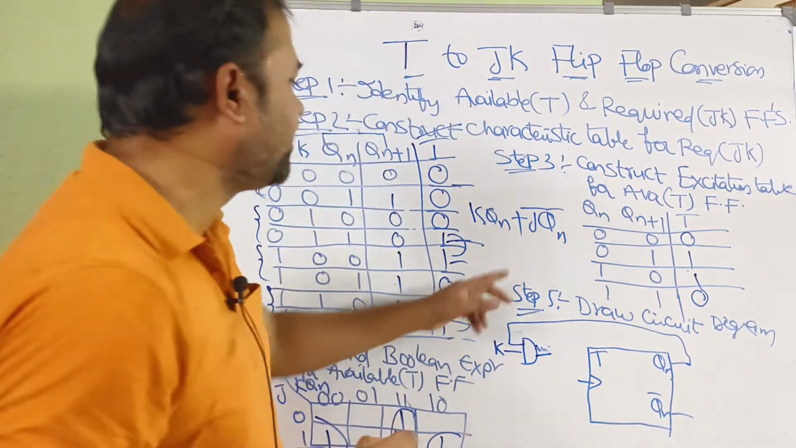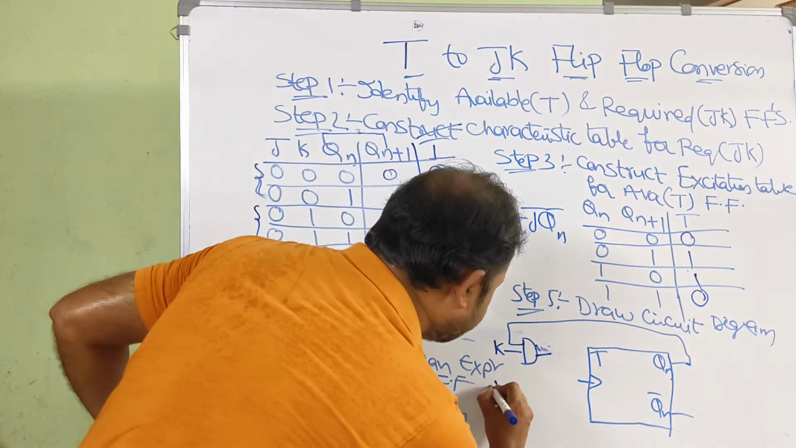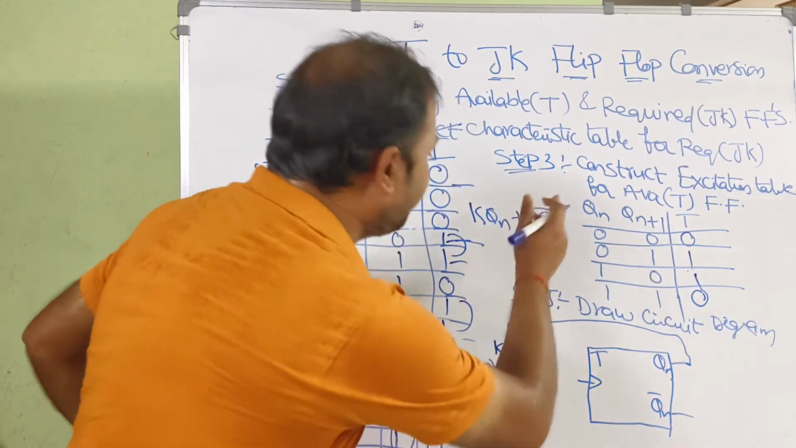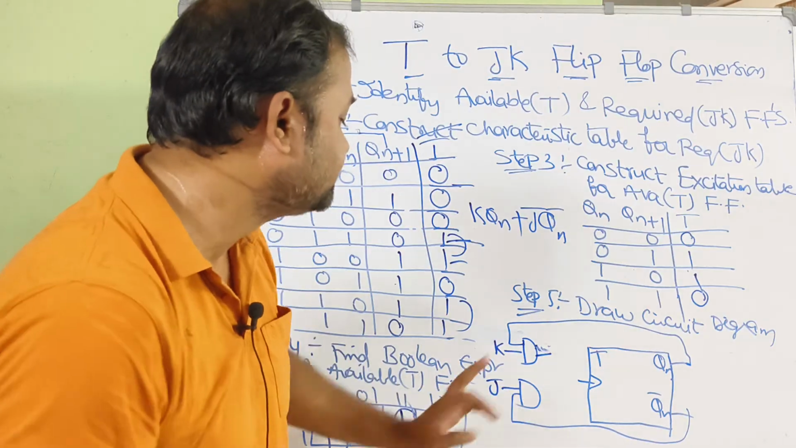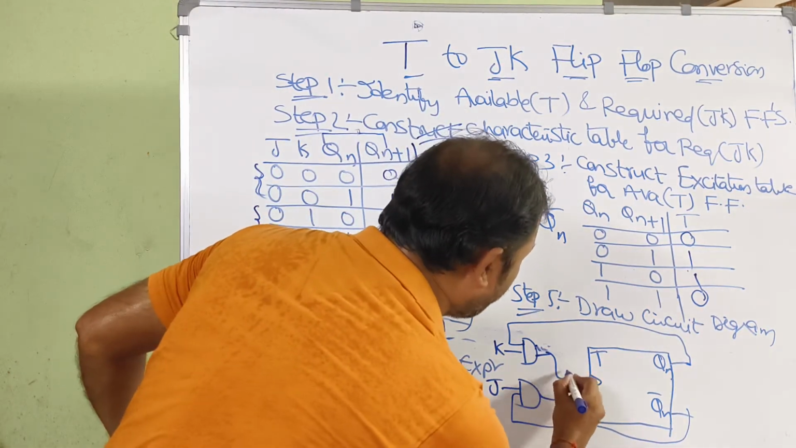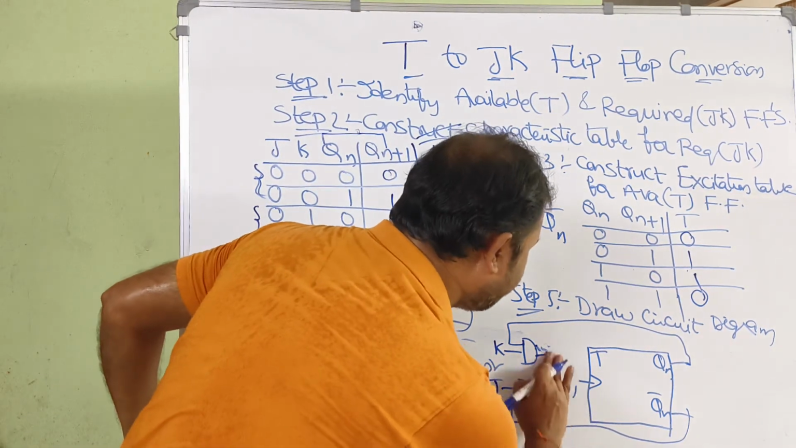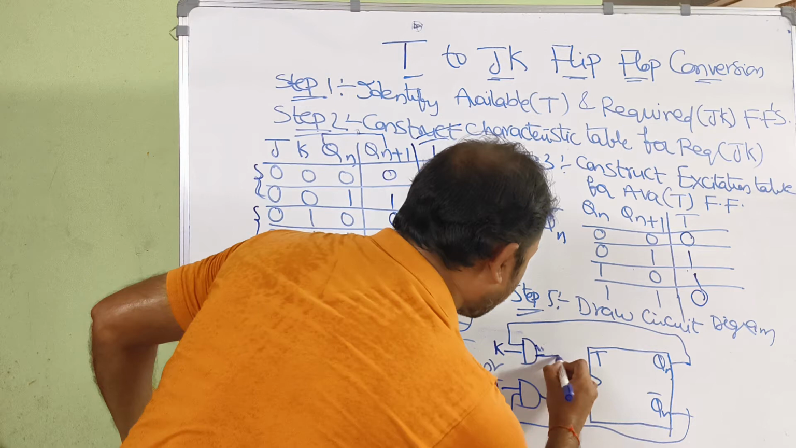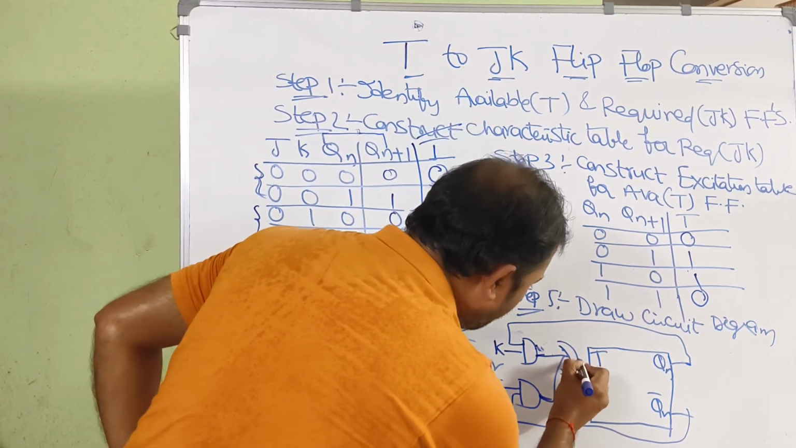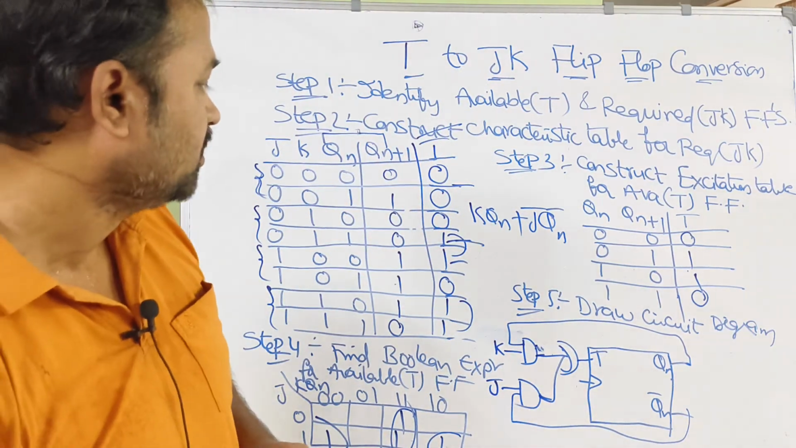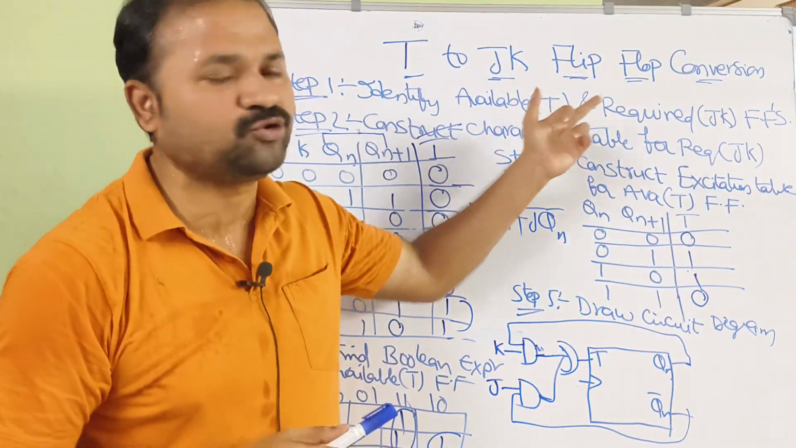Next, we require one more AND gate which performs the operation on J and Qn bar. So let us take J here, and what is the second input? That is Qn bar. So this AND gate will produce J Qn bar. So simply we have to perform the OR operation, and this output will be passed as input to the T. So this is about the circuit diagram. In this way we can convert T to the JK flip-flop.